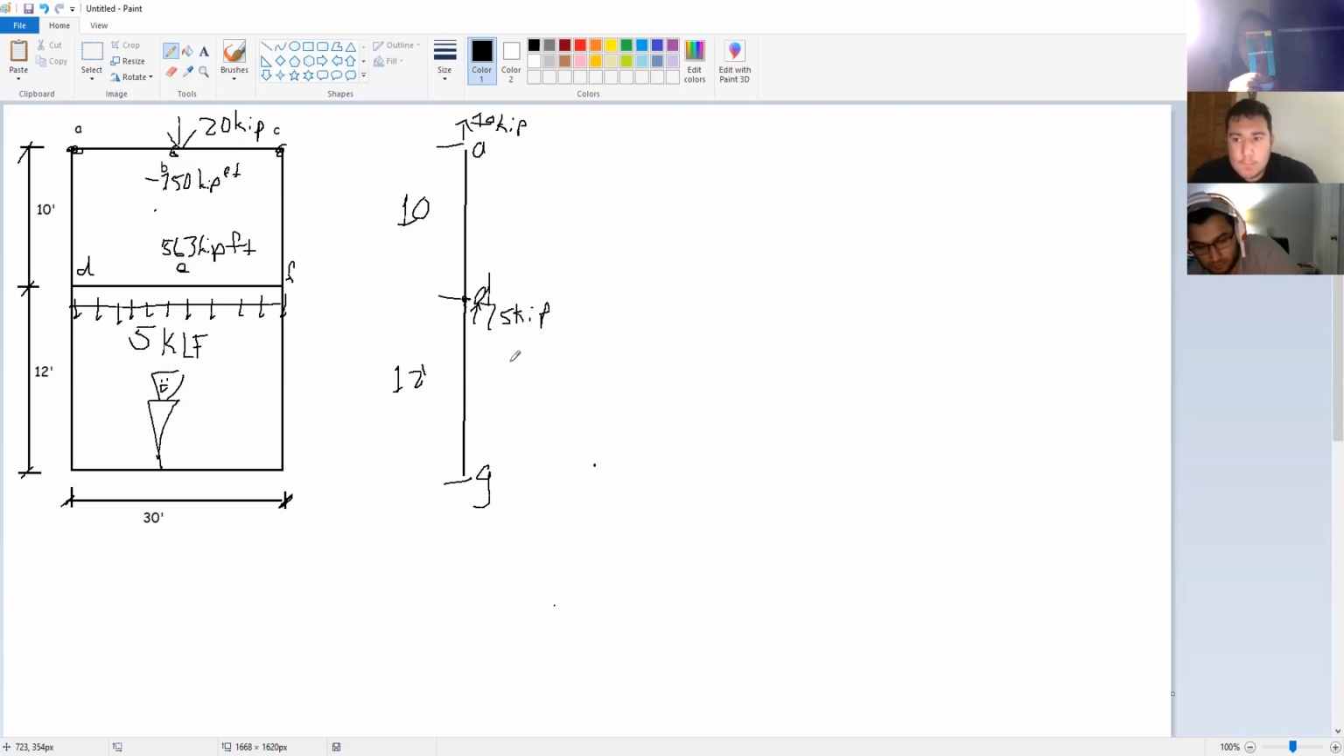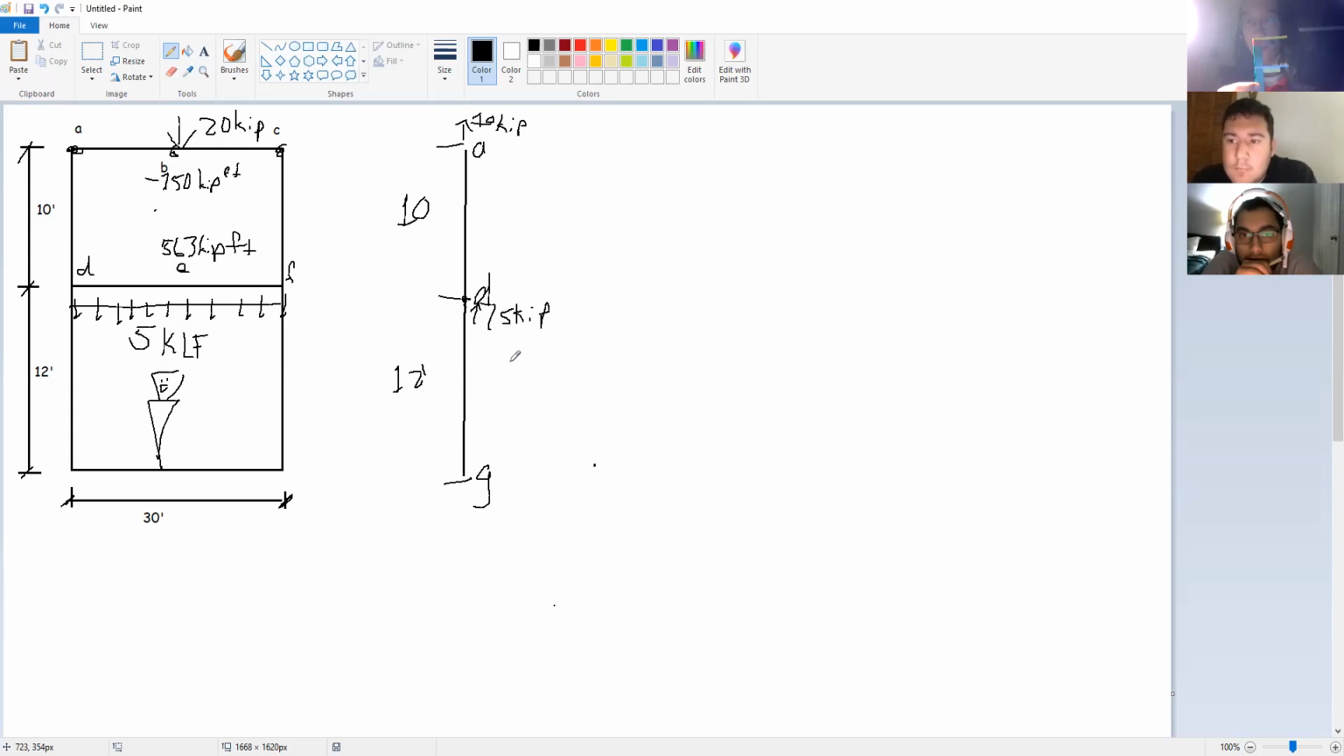So imagine there's weight right here, correct? There's weight right here. There's a weight right here. And then there's some weight right here. Some weight right here, and then there's some weight right here. So we're just going to look at this column real quick. So we're just going to take this column out of the picture.